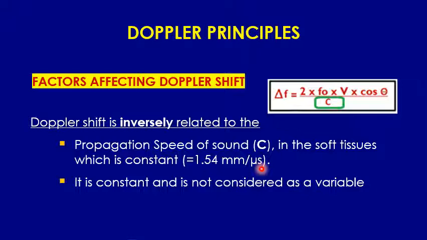If you have a question where they give you some numbers, for example, the velocity of the blood or the cosine of the angle or whatever, you need to make a calculation. Please put this C as 1.54 millimeter per microsecond. It's a constant number, but it is a player in this equation.